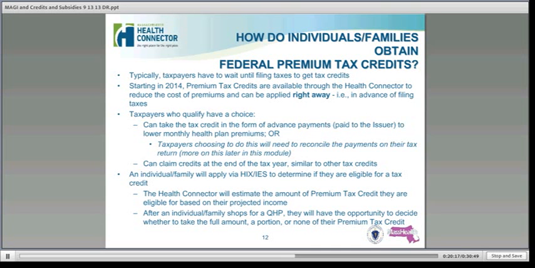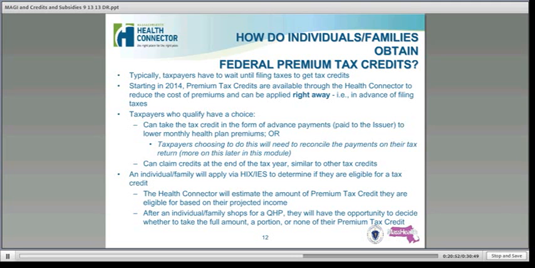Premium tax credits. These are tax credits provided in advance, applied to a health plan's premium to reduce the cost for an individual or family, and these credits can only be applied to QHPs offered by the Health Connector.